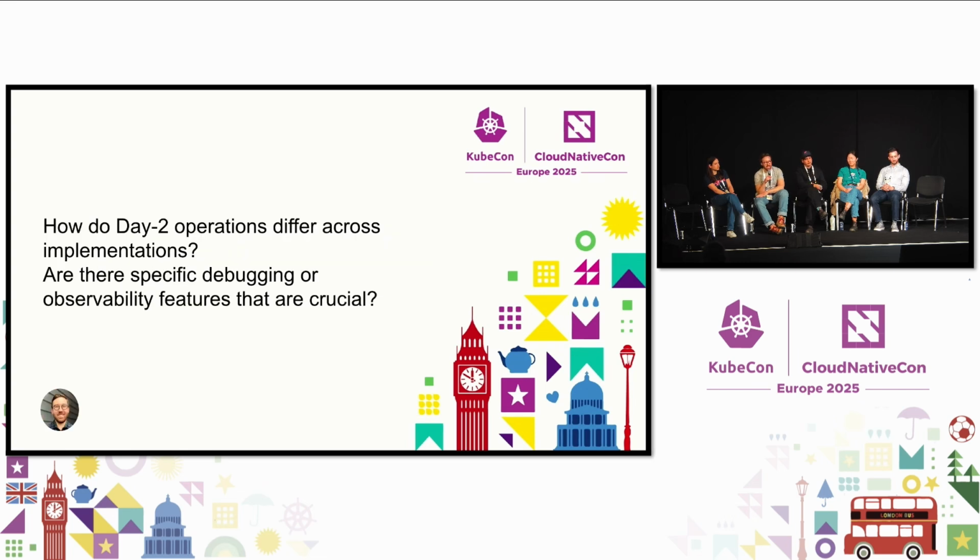All right. So how do day 2 operations differ across implementations? Are there specific debugging or observability features that are critical? And Spencer. Yeah, I can answer this one.